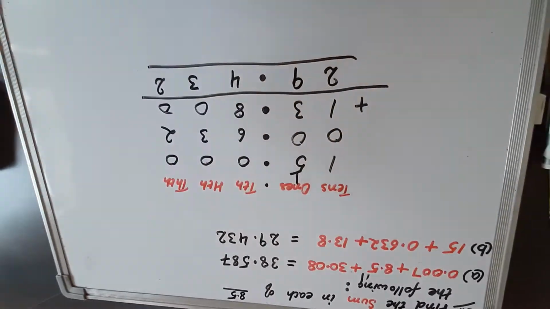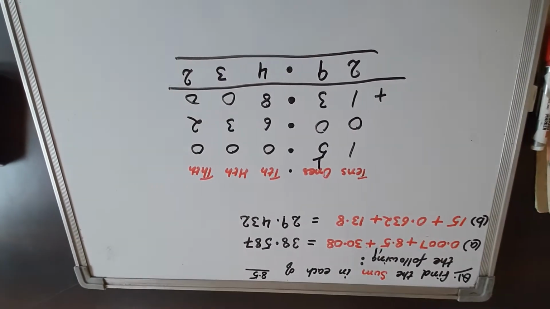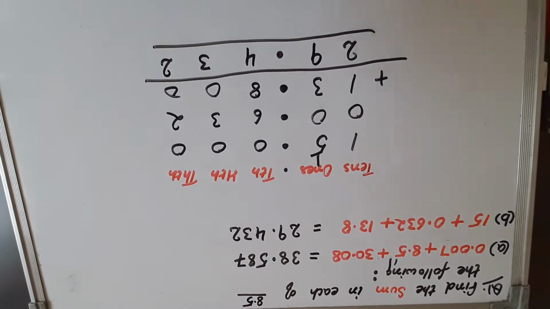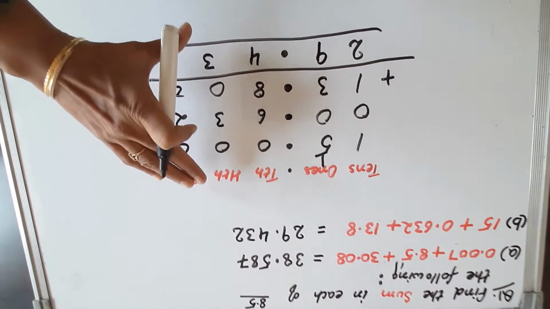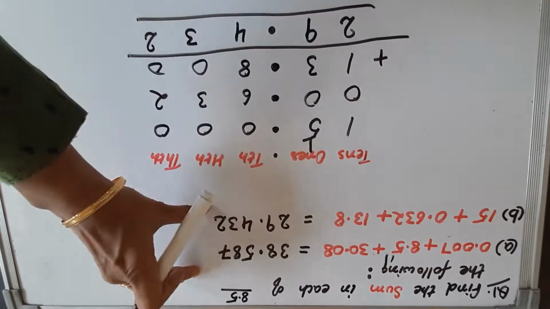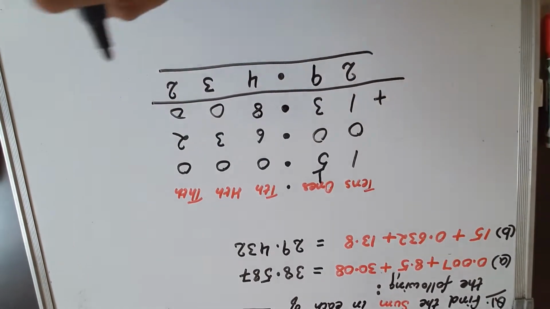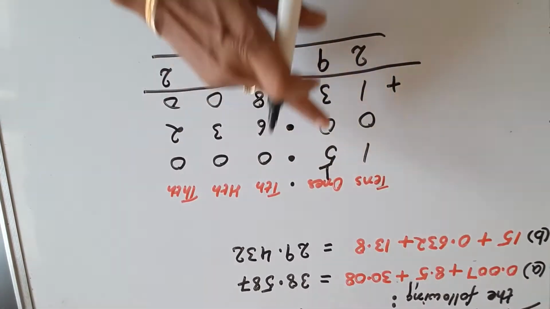29.432. So dear students, in this way try the remaining parts yourself, and you have to show this calculation also. Don't write just the answers. Do the calculation, then write the answer, then the next question's calculation, then write the answer. So you have to represent it fully.